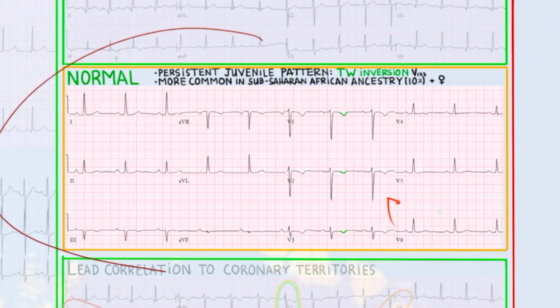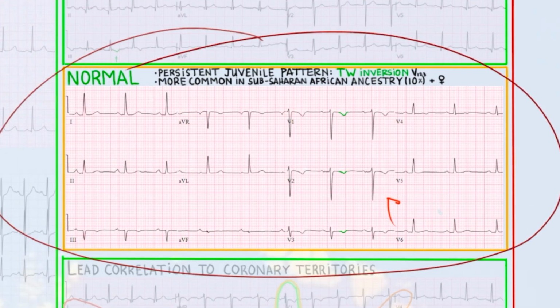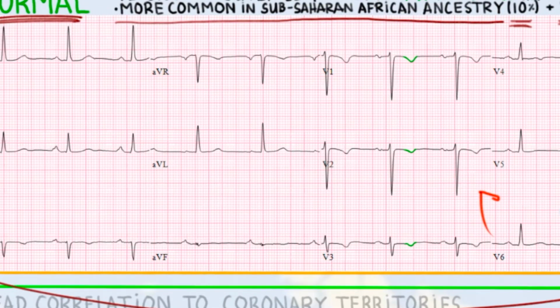So here's a normal ECG. I wanted to show an example of a persistent juvenile pattern that I mentioned in level 1. The persistent juvenile pattern is T-wave inversions in V1, 2, and 3, and it's more common in sub-Saharan African ancestry, like 10% of people in that demographic, and more common in females. So, as described, there's the T-wave inversion here.